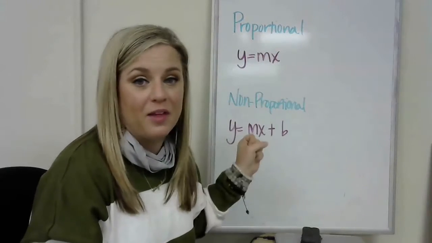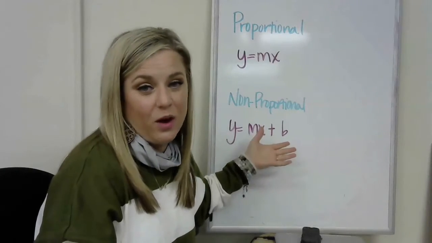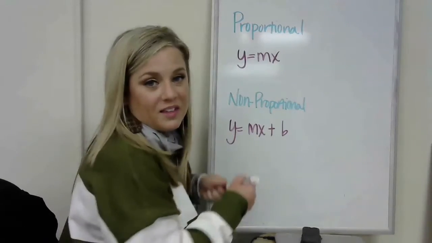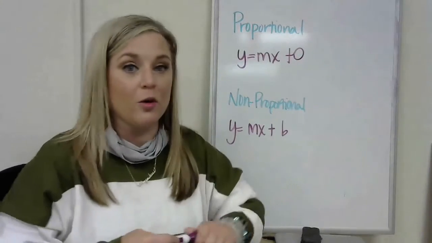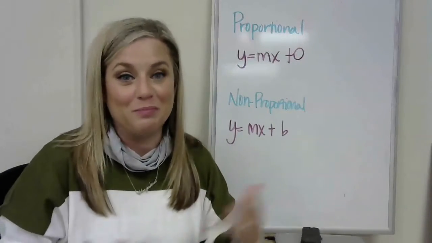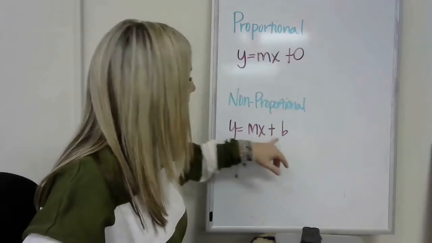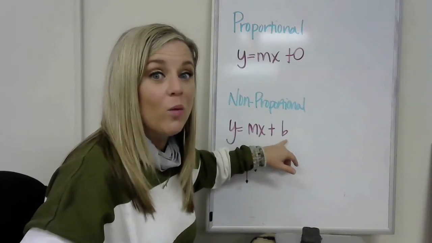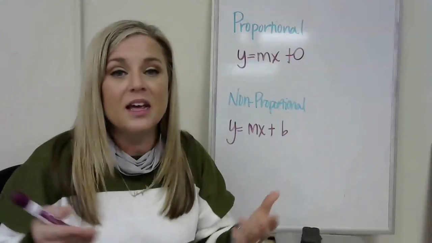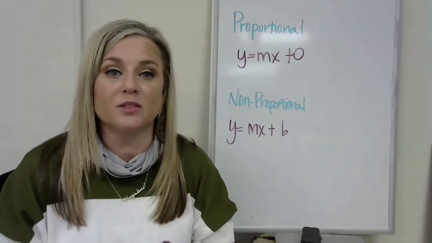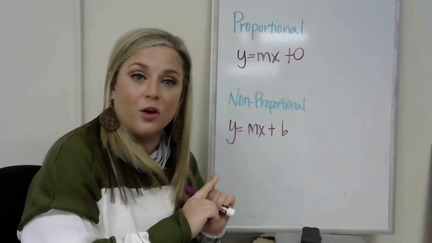Now, take the same thing, but let's say you have a y-intercept that's not 0. Because if you think about it, this would be plus 0, so it would go through 0, 0. But if you have to add a y-intercept to it, say negative 5 or positive 10, that is going to be non-proportional, because in order for it to be linear, it has to go through the origin.